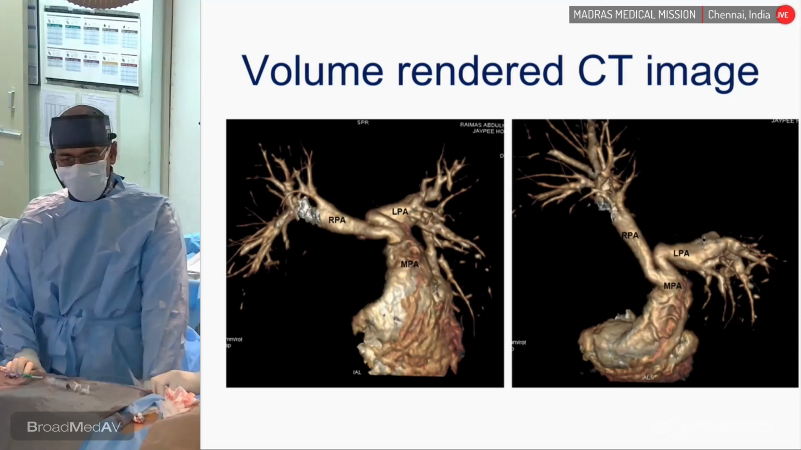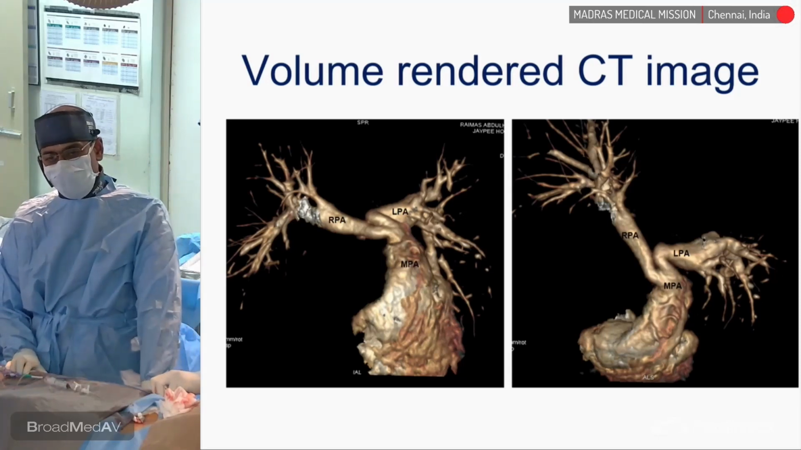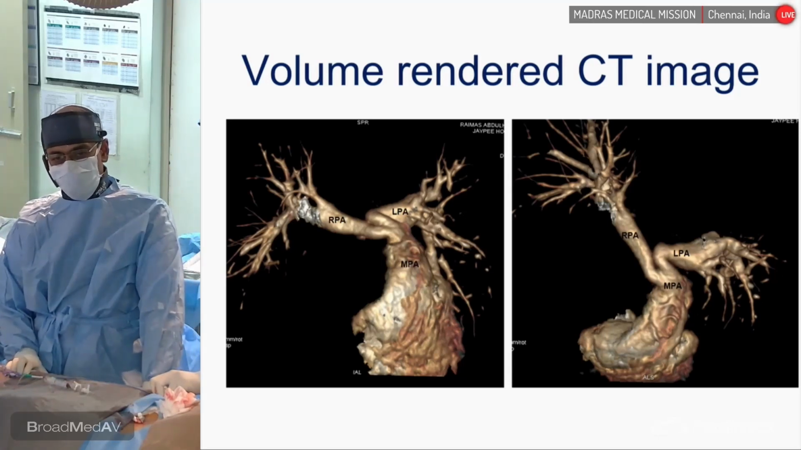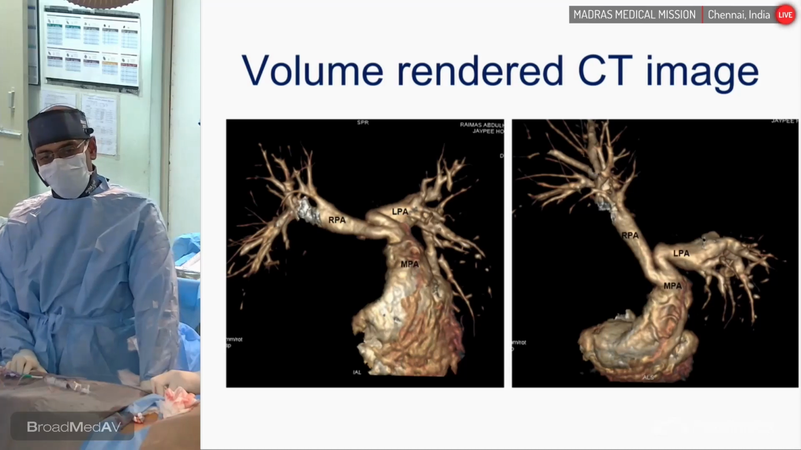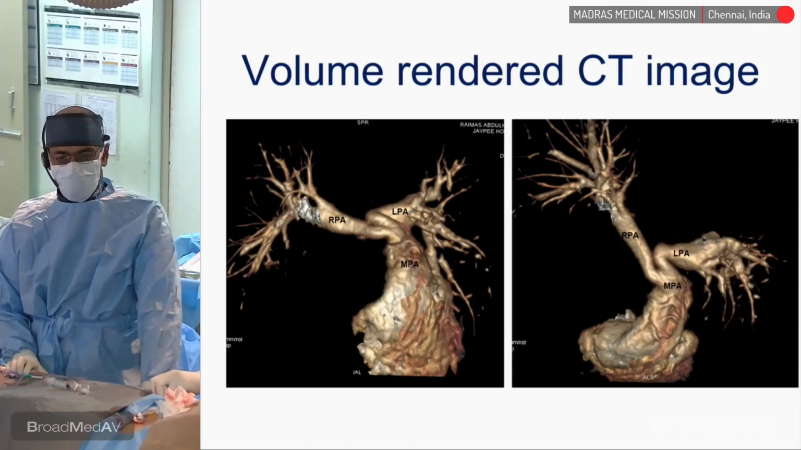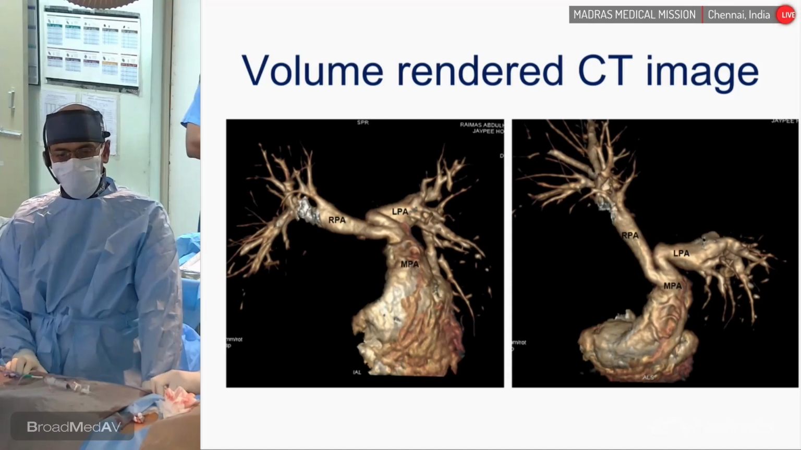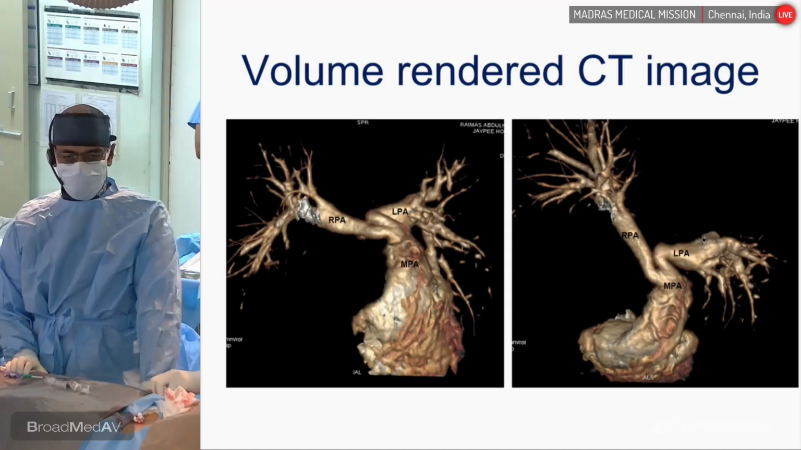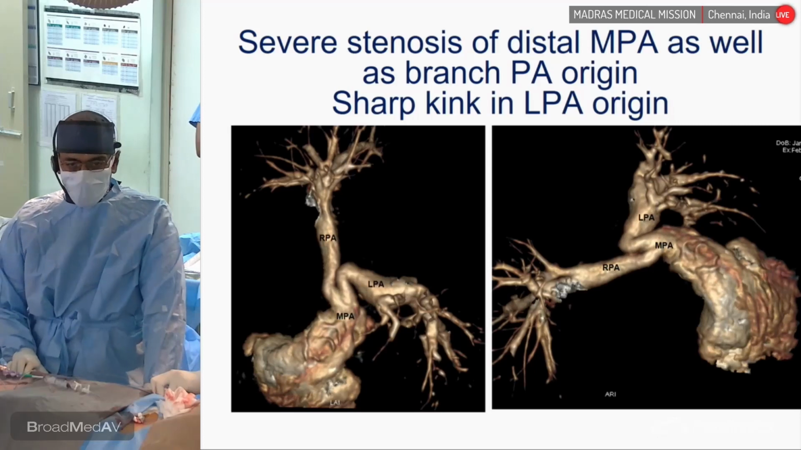This is a volume rendered image. If you see the picture on the right side, you can appreciate the pre-bifurcation severe stenosis associated with narrowing of the right pulmonary artery at its origin and left pulmonary artery at its origin, and the hilar part is well expanded.